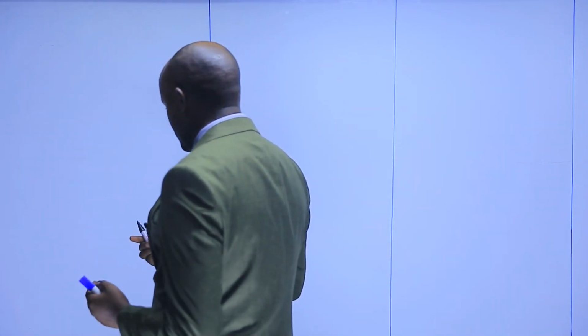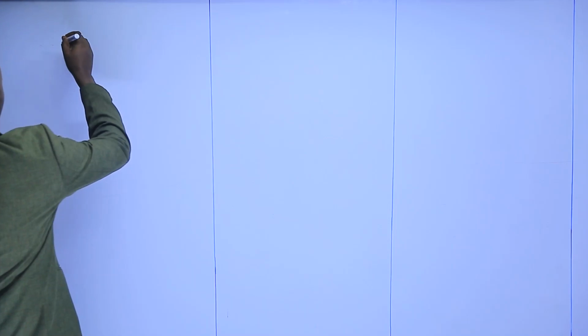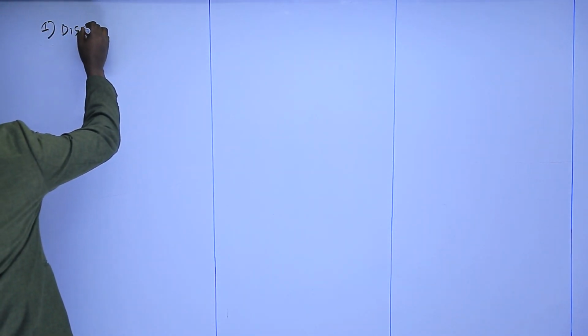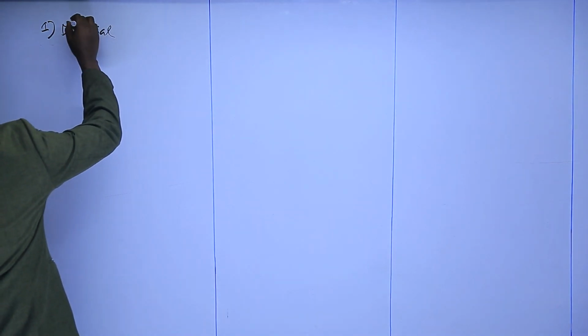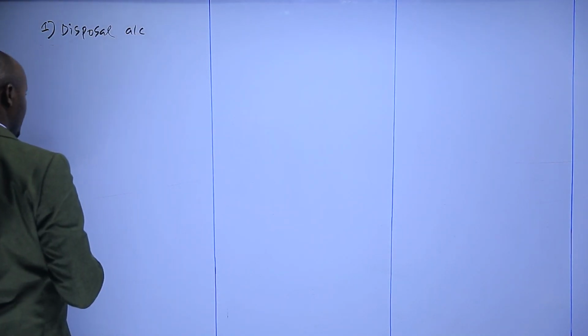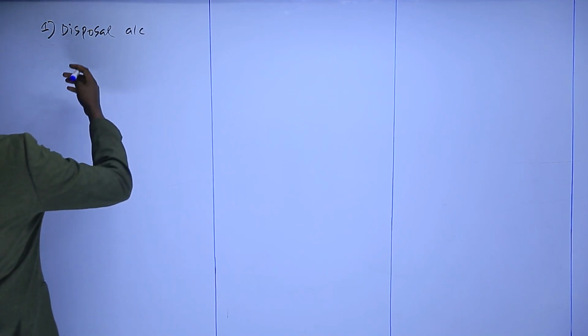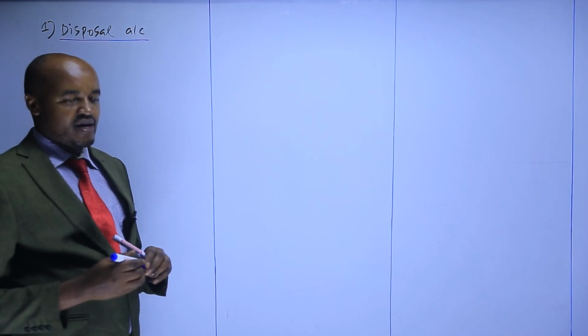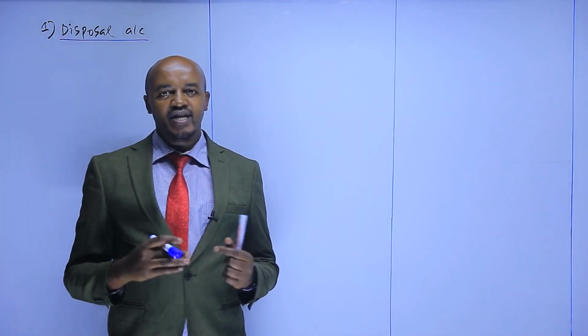So I want us to look at the preparation of those accounts, around 4 or 5 accounts which you must prepare in order to determine a number of items. The first account is called the disposal account. What is a disposal account? This is a ledger account which is prepared to determine whether the assets were disposed of at a gain or at a loss.